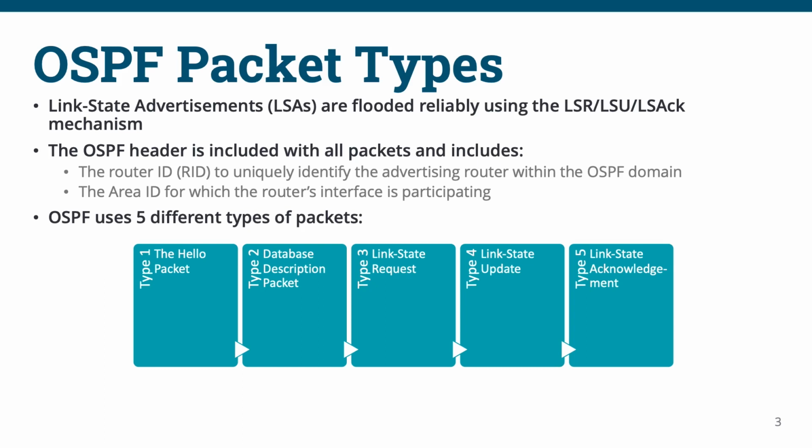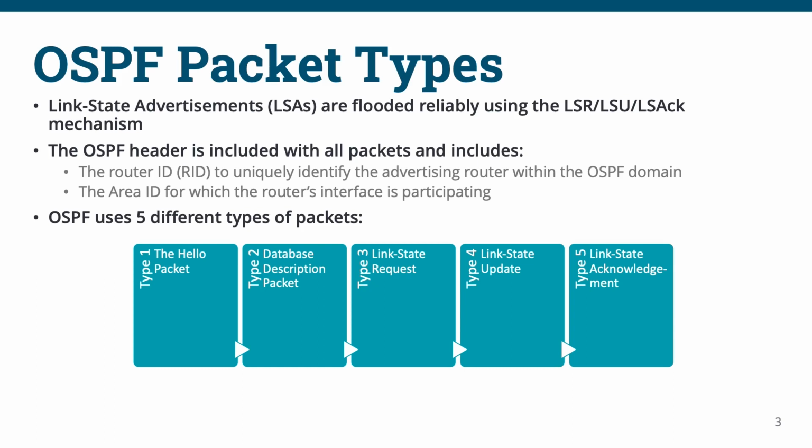The header includes the router ID, or RID, which is a unique identifier for the OSPF speaking router in the network. The router ID takes the form of an IPv4 address and is 32 bits in length. Typically, the RID is the same as the router's loopback address. The OSPF header also includes the area ID for the interface. In OSPF, each interface on a router is assigned to an area.